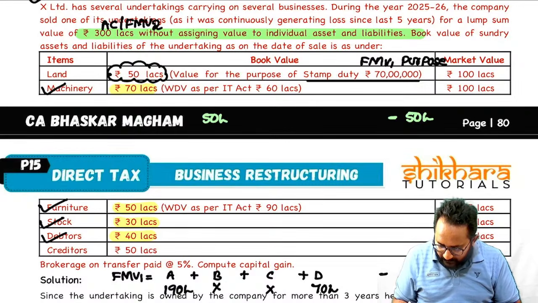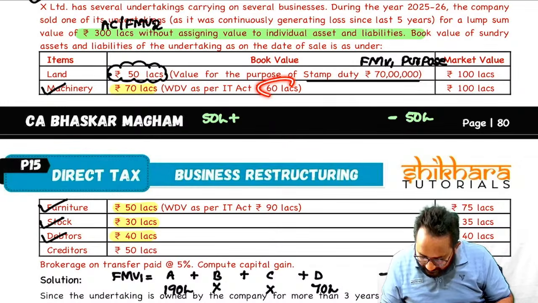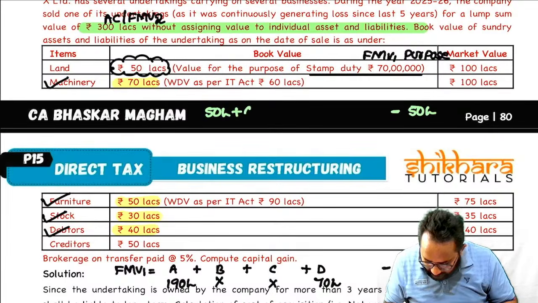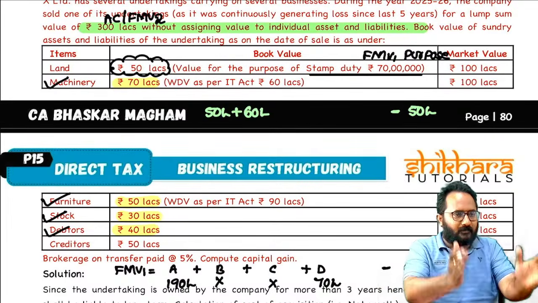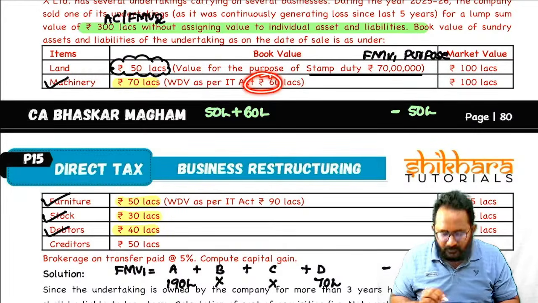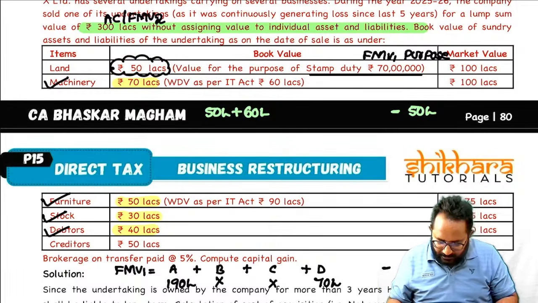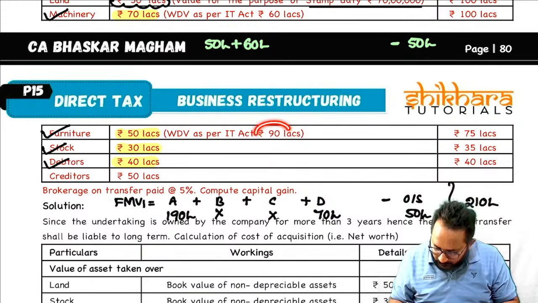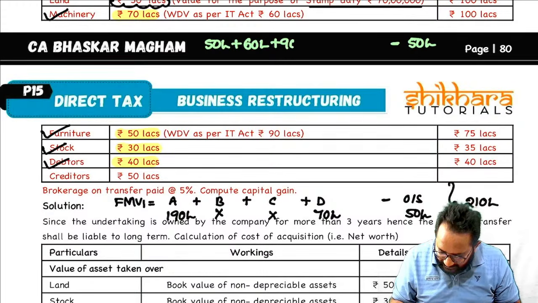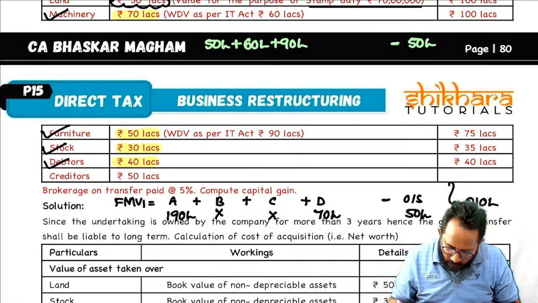50 lakh. Plus machinery, opening WDV, since it is depreciable. How much? 60 lakh. While I am doing the net worth, I am thinking only about net worth. Depreciable, opening WDV; non-depreciable, book value. Next, furniture, depreciable, that's why opening WDV, 90 lakh. Stock, debtors, non-depreciable, that's why book value. How much? 30 lakh plus 40 lakh.